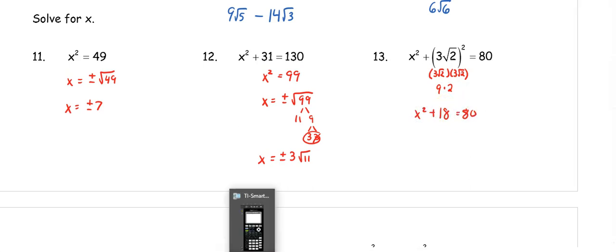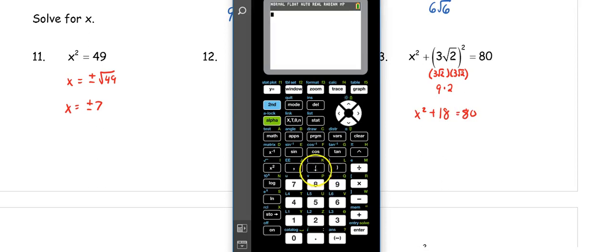You can also do that on your calculator, but make sure you use parentheses. So we would have parenthesis 3 root 2, close parenthesis, and then square it. You need to make sure that the squared is outside the parenthesis, otherwise it's only going to apply to the root. So that would be 18.